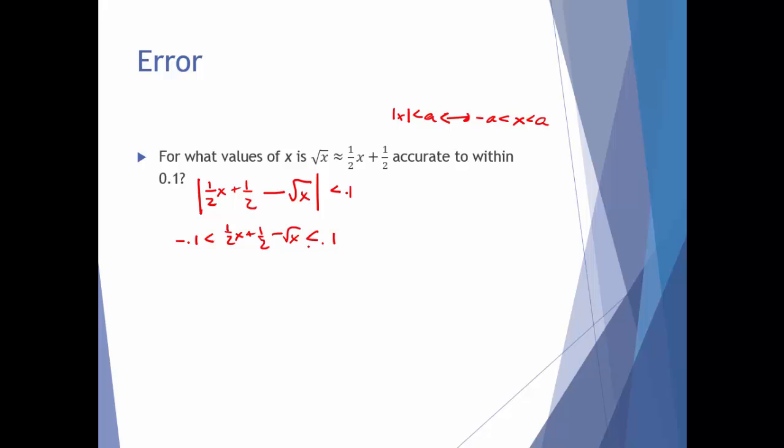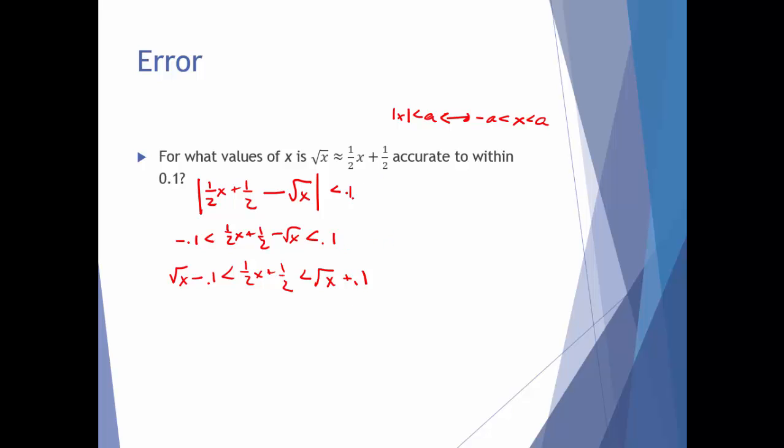So what we're going to do instead is start off by isolating the line. I'm actually going to add the square root of x to each of the three pieces. Because this is a three-part inequality, I can do that. So we'll have the square root of x minus 0.1 less than 1/2 x plus 1/2 less than the square root of x plus 0.1. You may not understand why I'm doing that at the moment, but you just need to convince yourself that I can in fact do it using algebra.